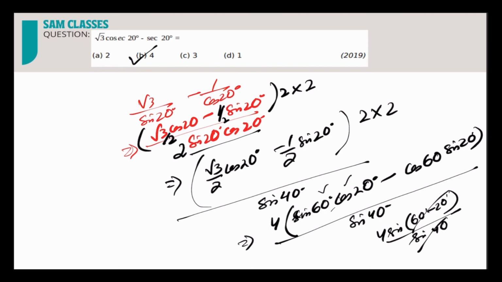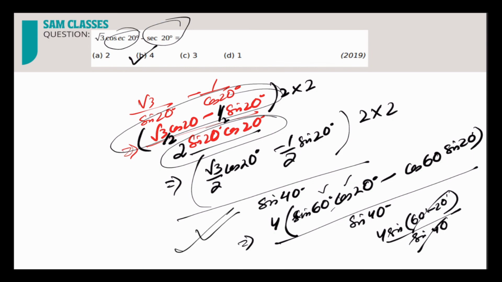The moment you see cosec and sec, convert them in the form of sine and cos. Once you've done the conversion, take the LCM, and then the moment you do the LCM, try to figure out whether any known formula similar to that can be applied or not. You'll be able to solve it.